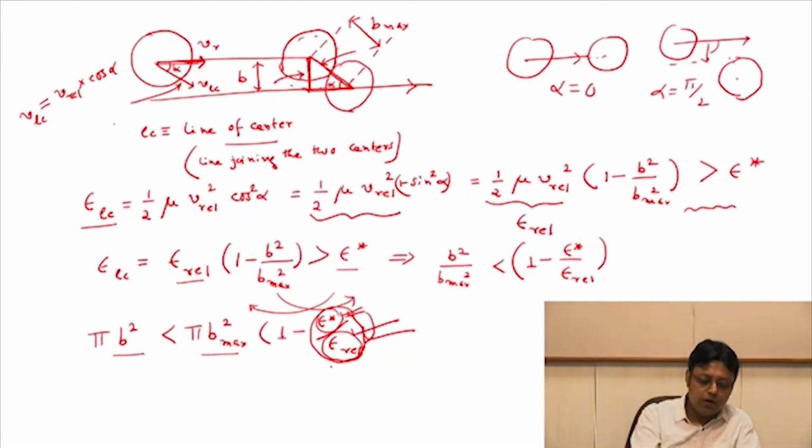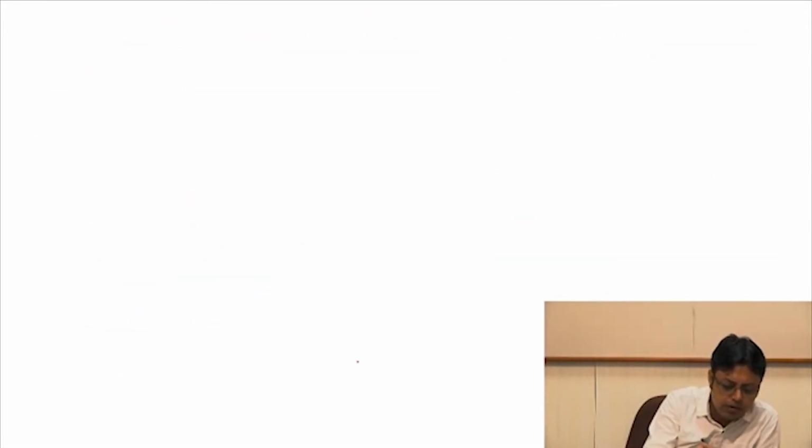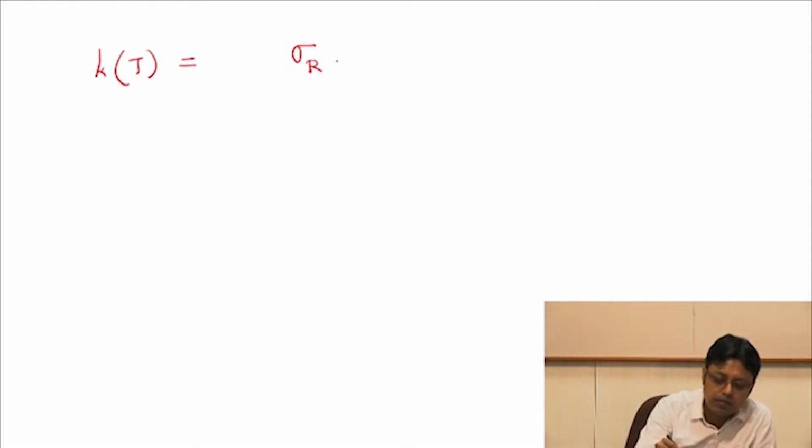So this cross section we are calling is the reactive cross section. This is not simply pi b max square, it is pi b square, but this b square is now connected. I mean, it has a criteria that it has to be less than or equal to that. So the reaction probability, or the thermally averaged rate constant, will be nothing but this reactive cross section, as we have seen, times the relative velocity, and then we have to take the average, but we have not taken the average on relative velocity because we'll do the averaging now.